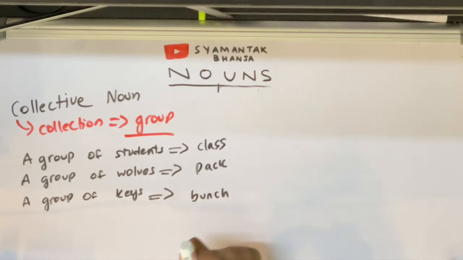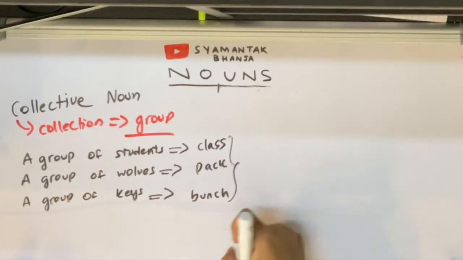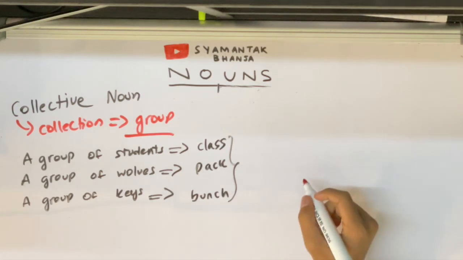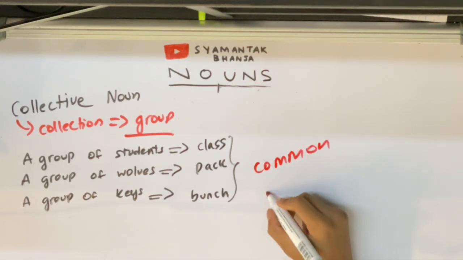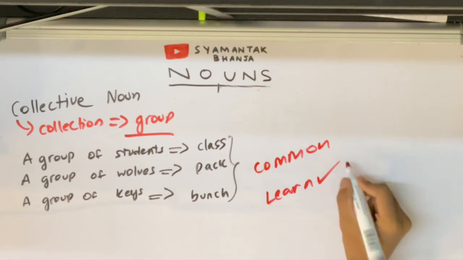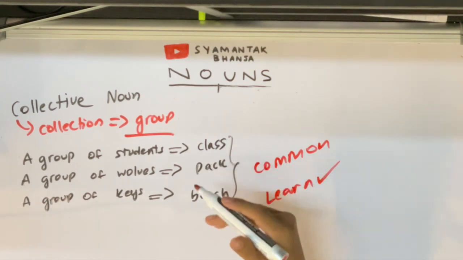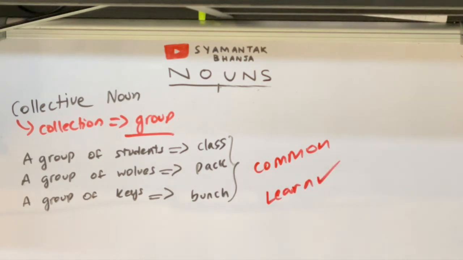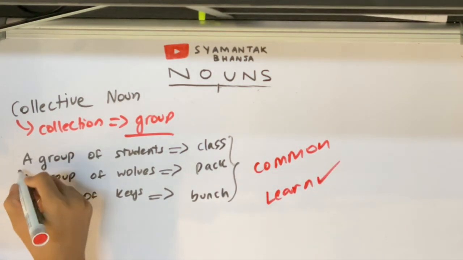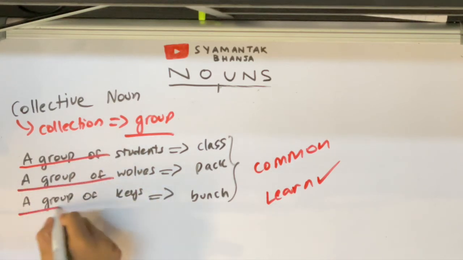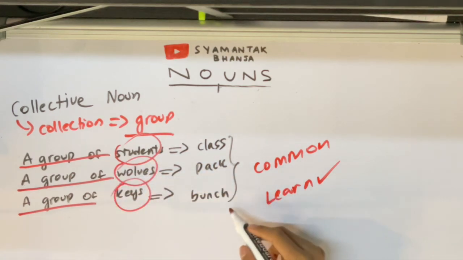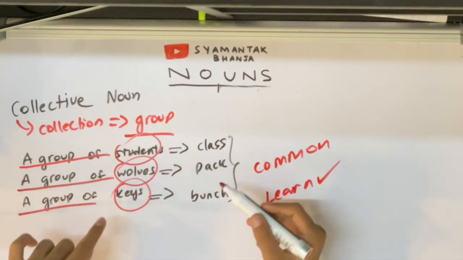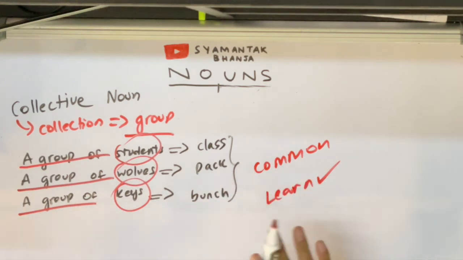These are a few very general ones. So what you can do is search on the internet, find the most common ones that are available, and then learn them, because there's no other option. You have to learn these, and then you can use them in your sentences. So how do you remember this? In all of these sentences there's a group of something. So a group of students is called a class, wolves is called a pack, keys it's called a bunch. So that is collective noun.